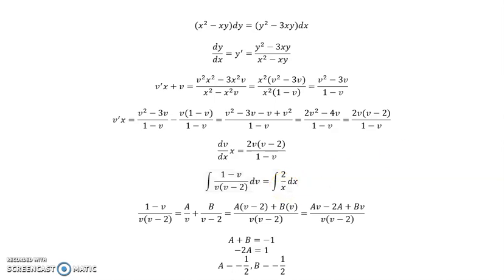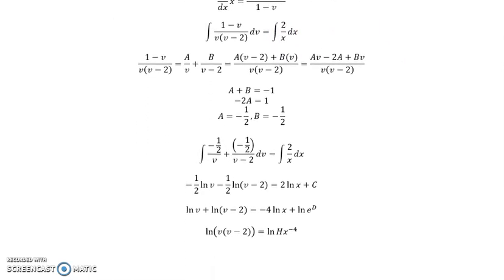And these are now separated expressions. They have only one variable on each side of the equation, and so I can go ahead and integrate. Now, this side of the equation is no big deal. I just get 2ln x plus c. But this side of the expression is going to need to be integrated using partial fractions.